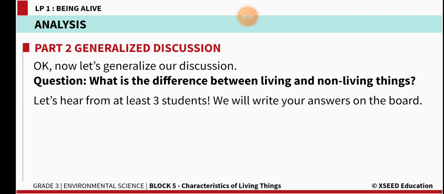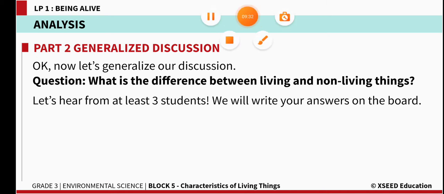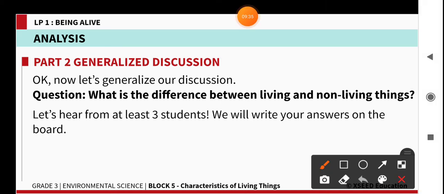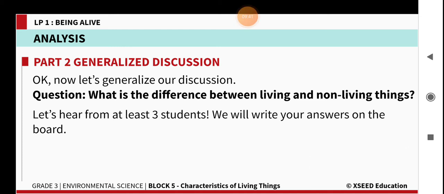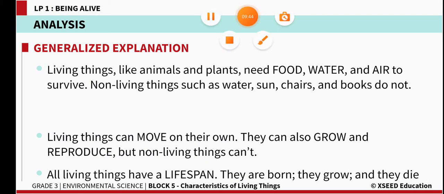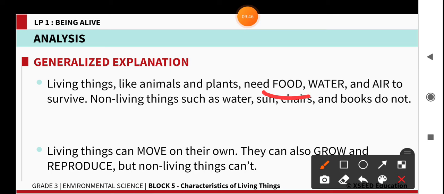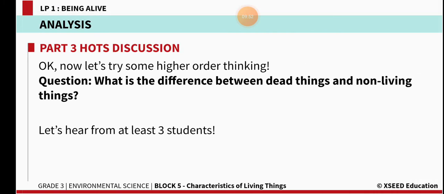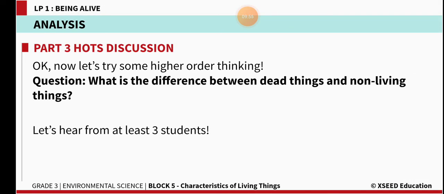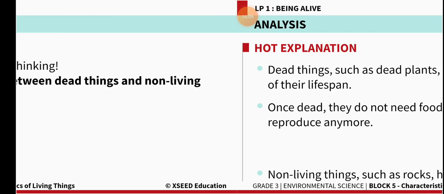Right? And now you see what is the difference between living and non-living things. The main difference, as we discussed just now, is that living things need food, water and air, whereas non-living things do not need all this. Yes, children? And now you see what is the difference between dead things and non-living things. Dead things, once upon a time, they are living, but now they became non-living. But whereas non-living things, from the beginning, they are non-living things only.